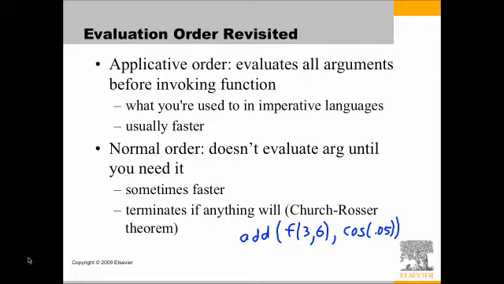Now, we'll see in a moment why it's often faster if we use applicative order. And it basically comes down to the fact that if you don't evaluate an argument until you absolutely need it, and you need it in multiple places in your program, you will end up evaluating it multiple times. Again, we'll see that in a moment.